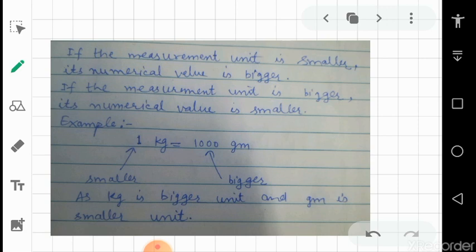Here is a very important concept regarding the units and their values. If the measurement unit is smaller, its numerical value is bigger, and if the measurement unit is bigger, its numerical value is smaller. It might be surprising, so let me explain. 1 kg equals 1000 gram. As you know, here on the left hand side the number is 1, but on the right hand side the number is 1000.